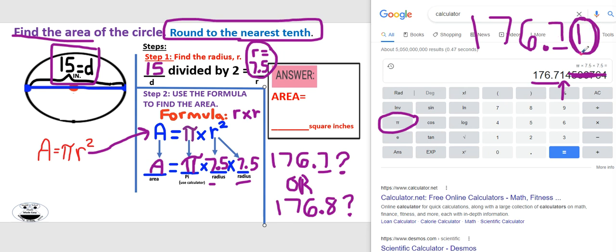So here I have a 1, and I'm going to say 5 or more up the score. Is this 5 or more? No, 1 is not more than 5 and is not equal to 5. So we do not up the score, we keep it 176.7, 176 and 7/10. So this is going to be our answer, and I'm just going to write it here. And square inches, area is in square units.